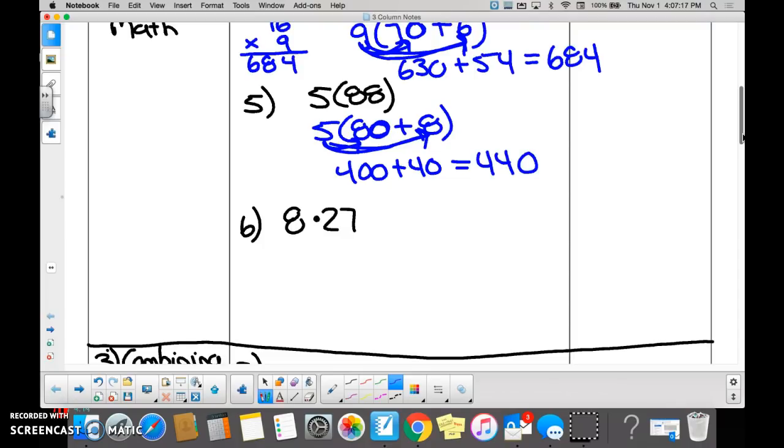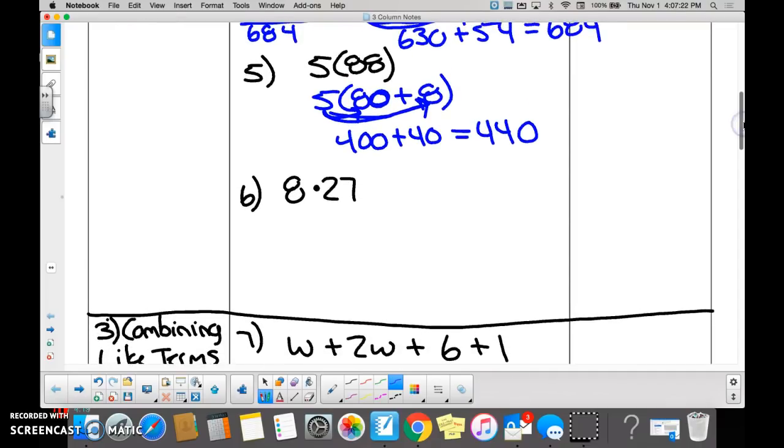When we get good enough, and some of you I think are already there, we can just do that in our head really quickly. Number 6, same concept. Instead of multiplying 8 times 27, we're going to multiply 8 by an easier number such as 20, and then multiply 8 by another easier number such as 7. Distribute the 8 to the 20, distribute the 8 to the 7.